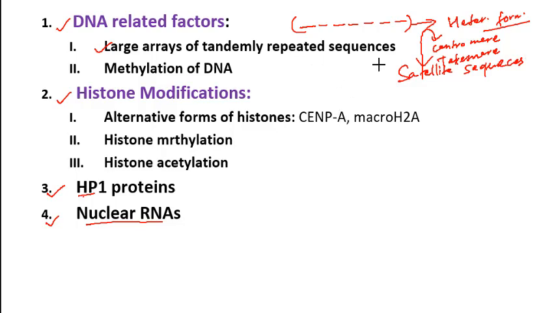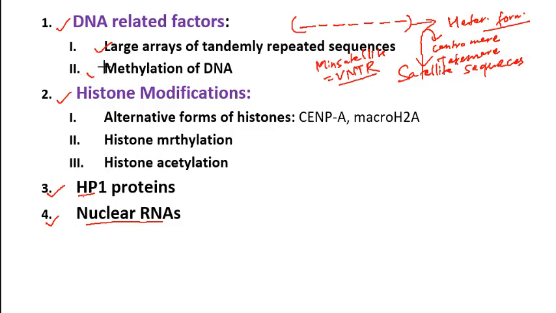Another type of satellite sequence is the minisatellite. We also call this minisatellite VNTR. What does VNTR mean? Variable number tandem repeats. This variable number tandem repeat sequence also favors heterochromatin formation, and other very highly repetitive sequences can also influence heterochromatin formation.